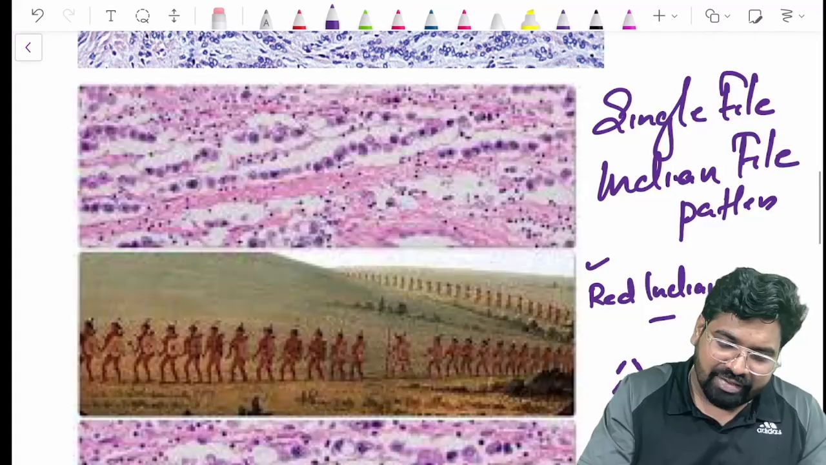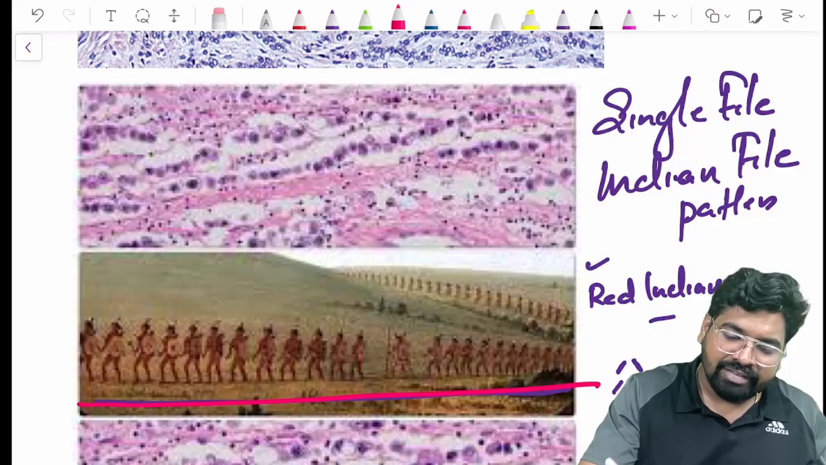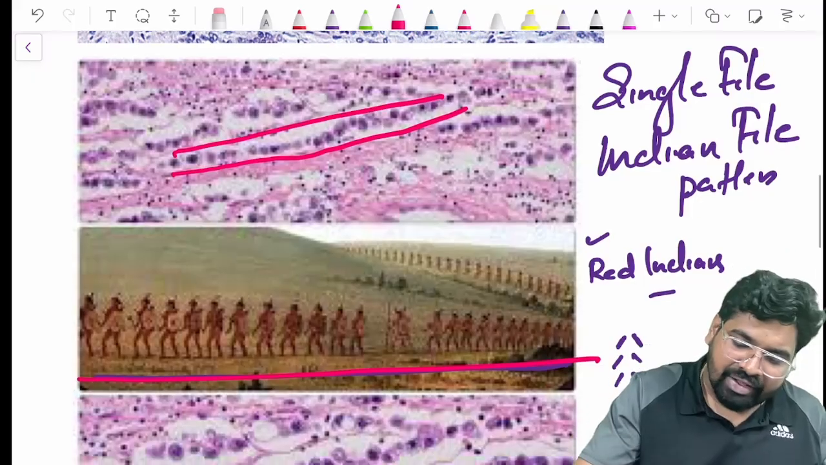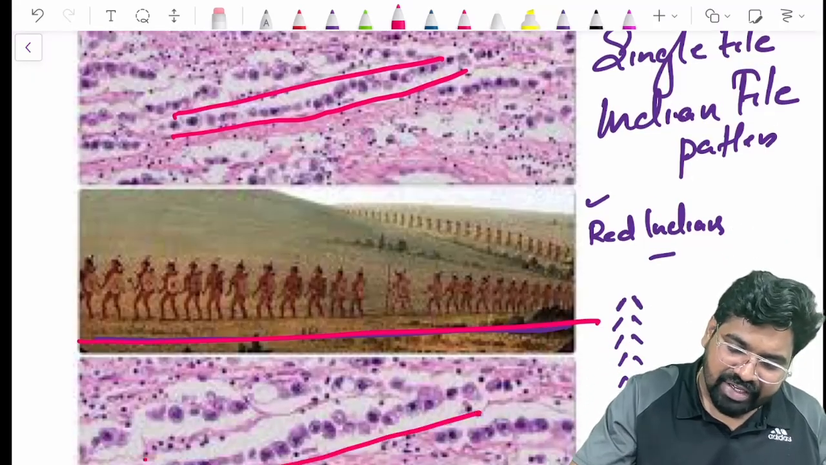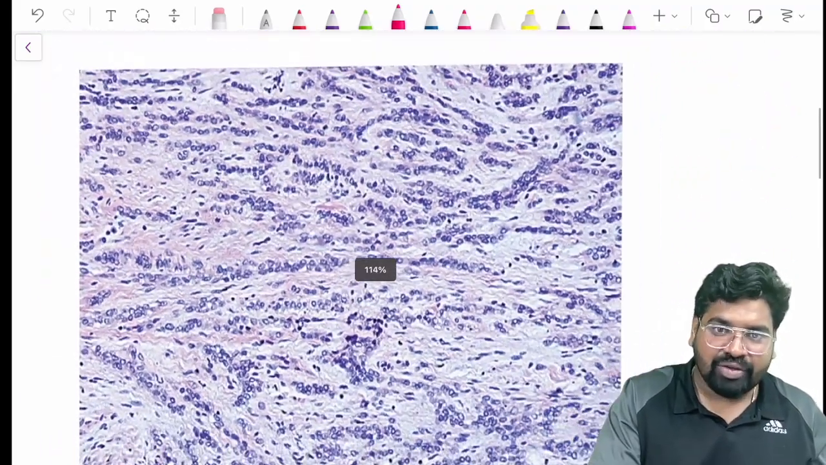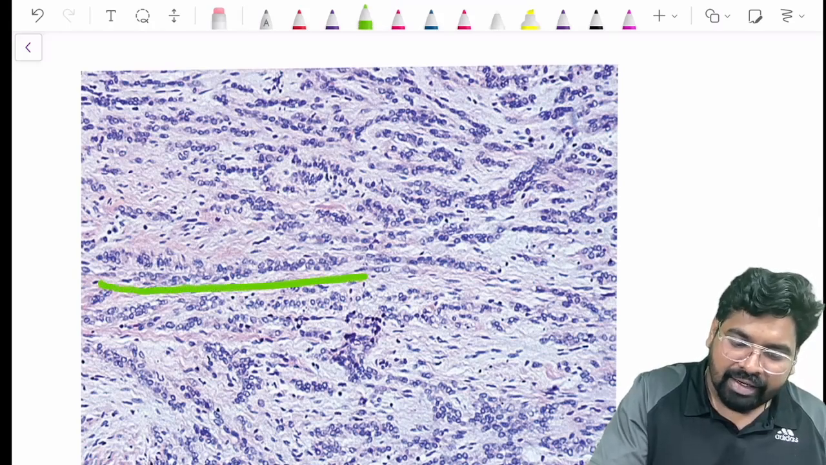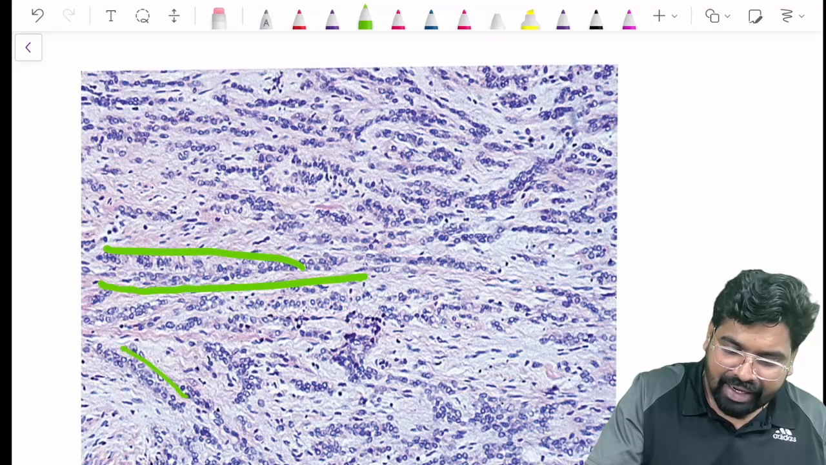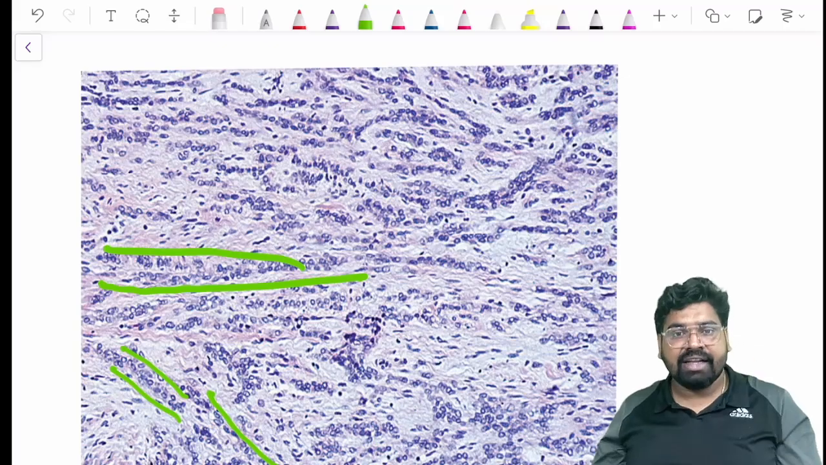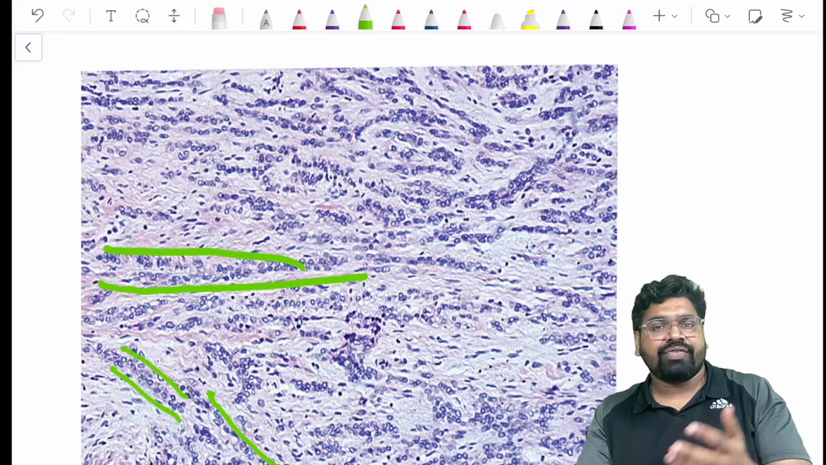You can see these people moving in a single line, right? Similarly, you can see the tumor cells are arranged in a line here, right? See the tumor cells are arranged in the line. Okay, so in this picture also you can see that the tumor cells will follow an Indian file pattern. They look like they are arranged in a single line, right? So it is called an Indian file pattern or single file pattern. This is shown by your polymorphous adenocarcinoma.